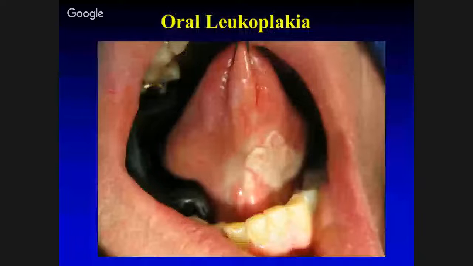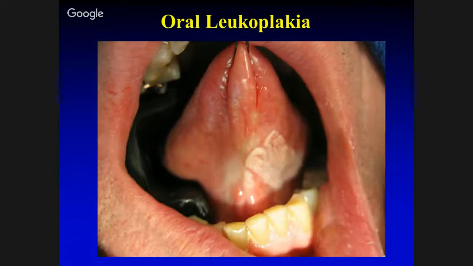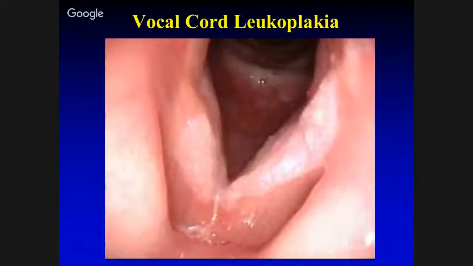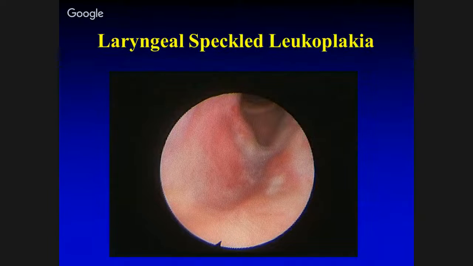Okay. So just some clinical pictures. That's a white lesion. It's a white lesion on the undersurface of the tongue. It is leukoplakic, right? Here's one on the vocal cord. It's white, clearly abnormal. The mucosa should look red and glistening. Here it's white. That's leukoplakic. Leukoplakia is a clinical term. The next one has mixed red and white.